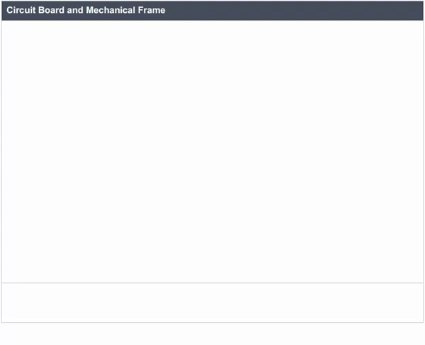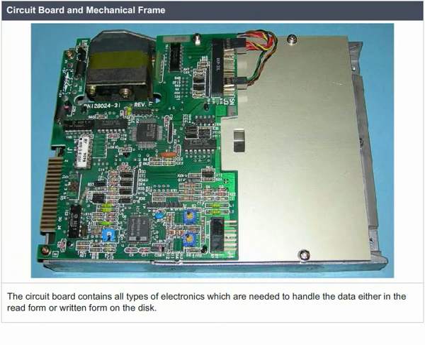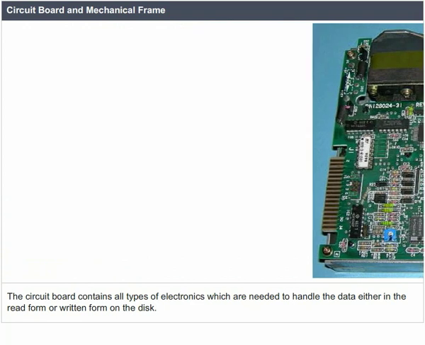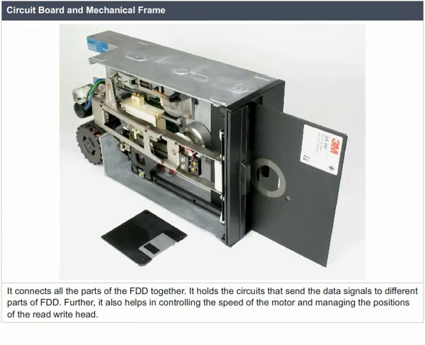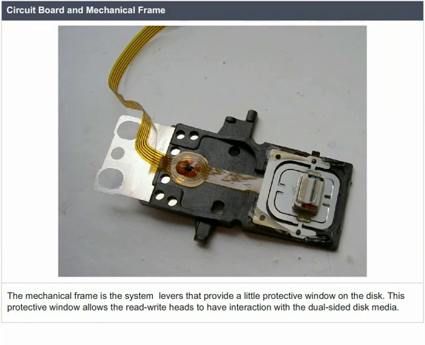Circuit board and mechanical frame. The circuit board contains all types of electronics which are needed to handle the data, either in the read form or written form on the disk. It connects all the parts of the FDD together. It holds the circuits that send the data signals to different parts of the FDD. Further, it also helps in controlling the speed of the motor and managing the positions of the read-write head. The mechanical frame is a system of levers that provide a little protective window on the disk. This protective window allows the read-write heads to have interaction with the dual-sided disk media.